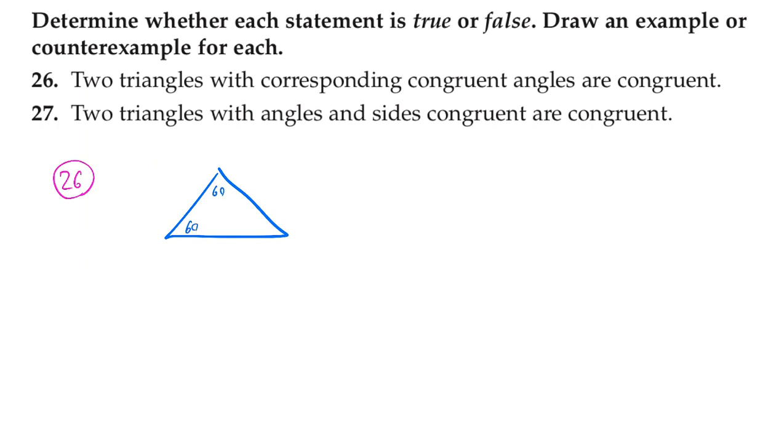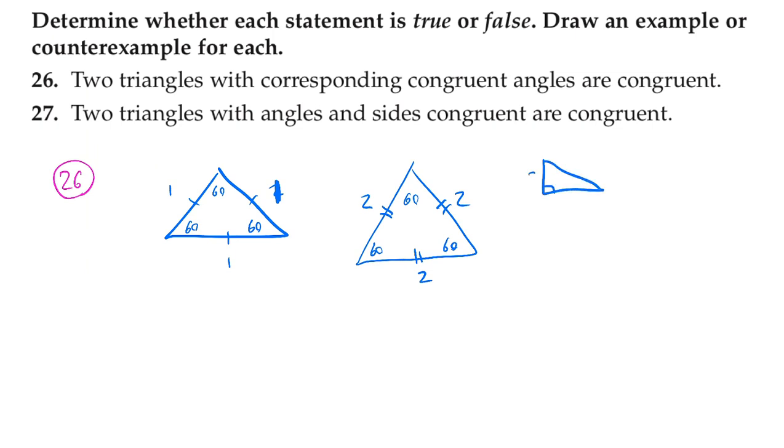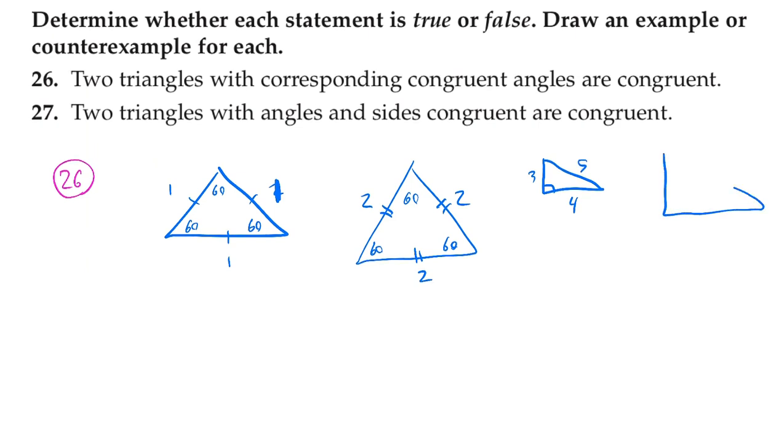Here's a 60, 60, 60 equilateral triangle with sides of 1. And then here's another 60, 60, 60. All of those match, right? Not only did the corresponding ones match, in fact, all 3 are the exact same and they all match, but this one's of side length 2, 2, 2, right? Or you could have done a right triangle here, a 3, 4, 5 right triangle, and all those angles are the same as double it, 6, 8, 10.